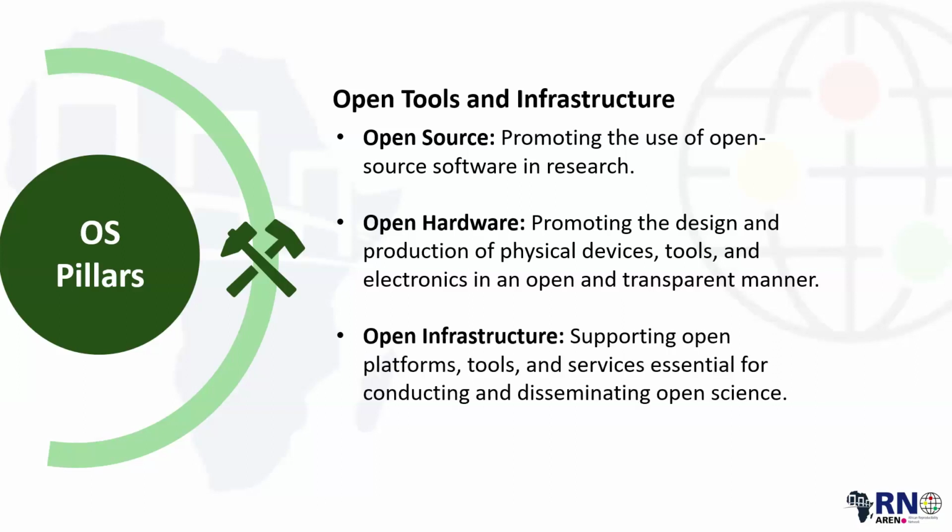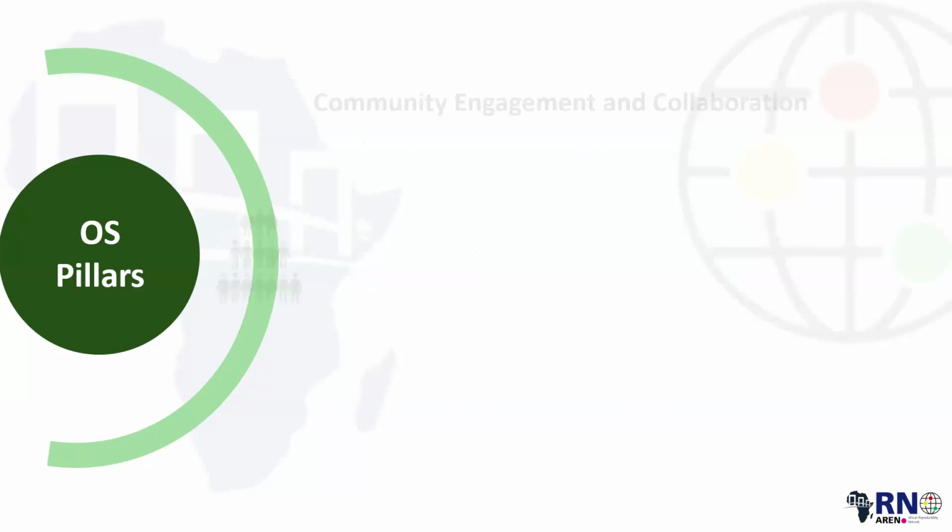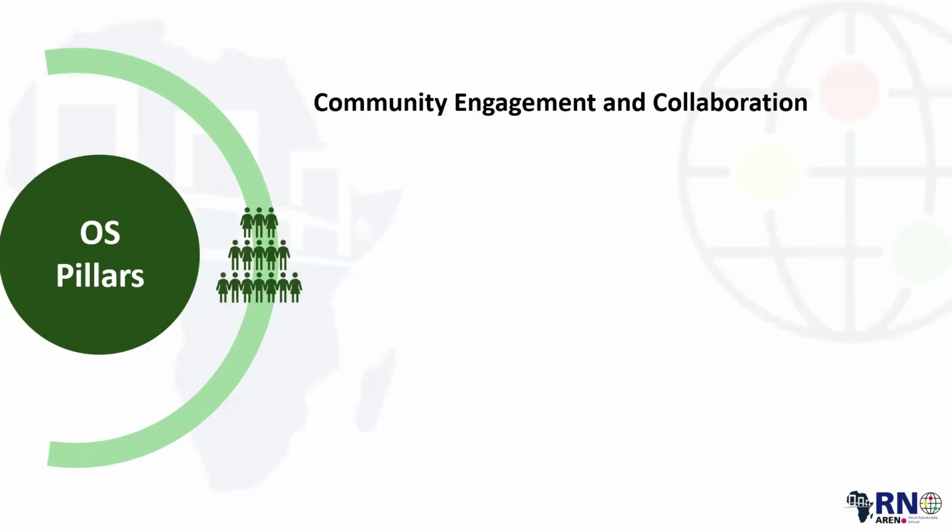We also have open infrastructure, and these are basically the platforms and tools and services that are important for conducting and disseminating open science. And again, unfortunately, we'll not be able to go through all of them, but we'll mainly focus on open source. Finally, we have the community engagement and collaboration.